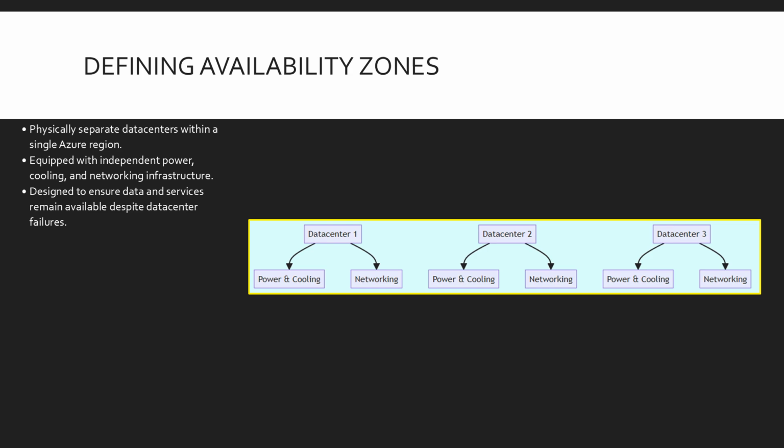This block diagram illustrates the physical isolation within an Azure region. You see three distinct columns representing availability zones 1, 2, and 3. Inside each zone, there is a data center paired with its own dedicated power and cooling and networking blocks. The outer region container holds them all, visualizing how they are separate physical entities unified under one regional umbrella.